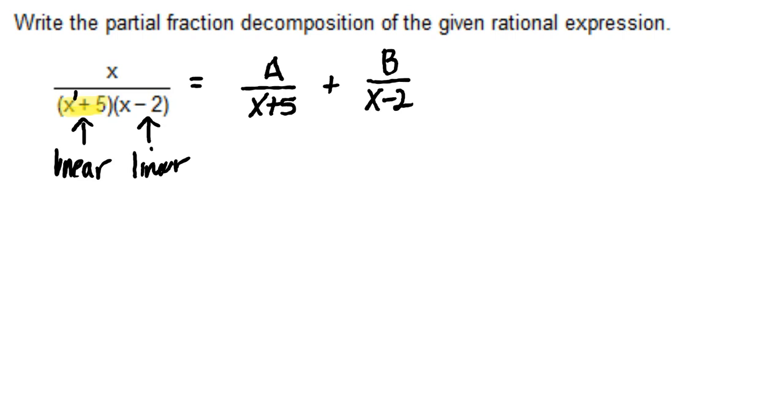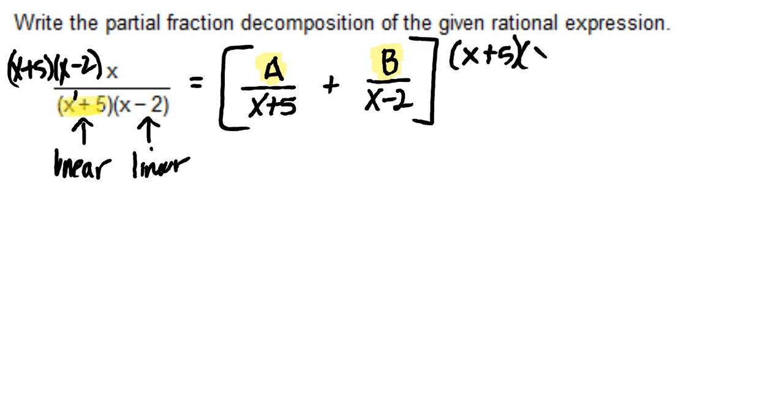The next thing we want to do is solve for A and B. To start, we want to clear out the fractions by multiplying by the common denominator on both sides. On the left, we're multiplying by x plus 5 times x minus 2, and we'll multiply the same thing onto the right. On the left, x plus 5 cancels, x minus 2 cancels, and we have an x on the left.